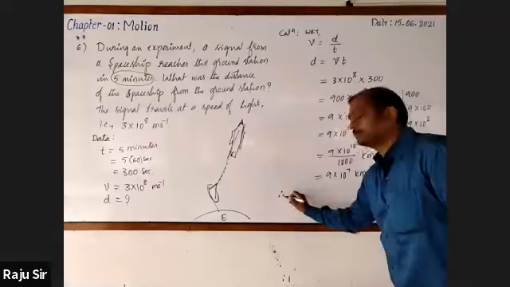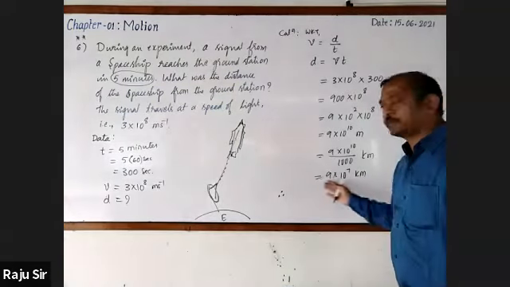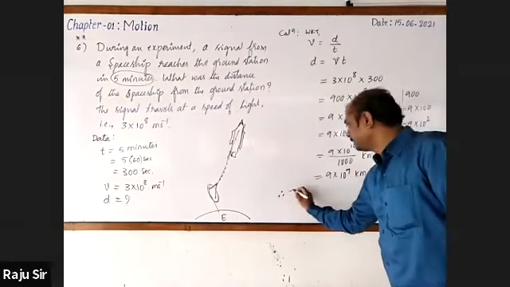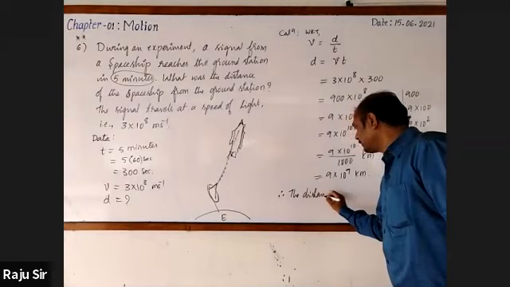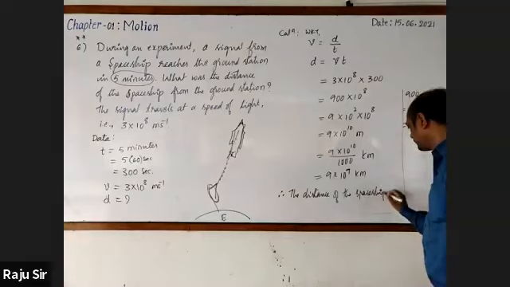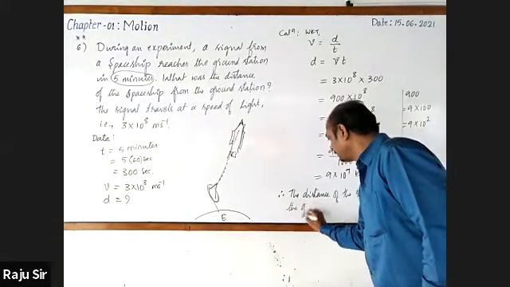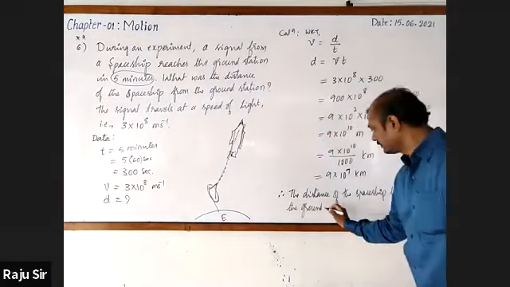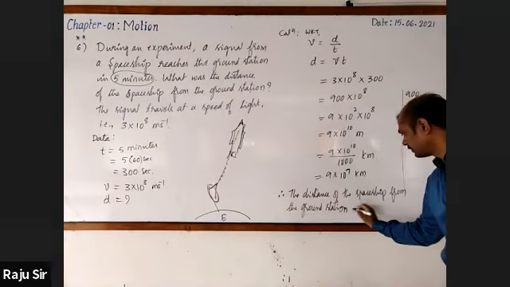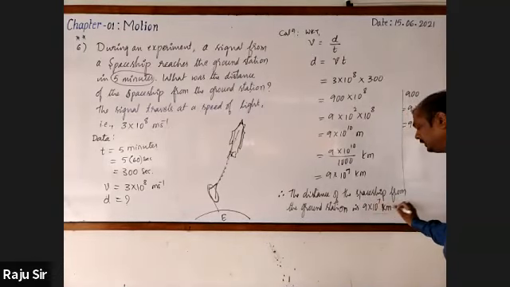Conclusion. Therefore, the distance of the spaceship from the ground station is 9 into 10 raised to the power 7 kilometer.